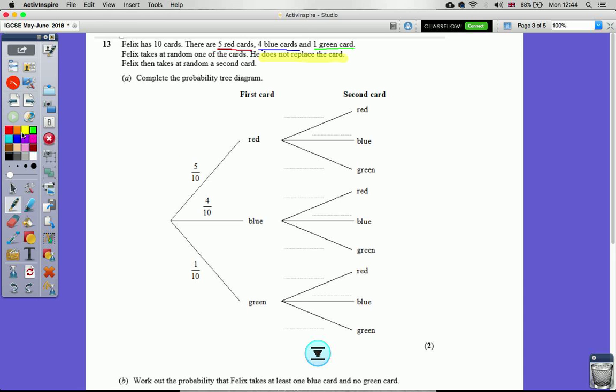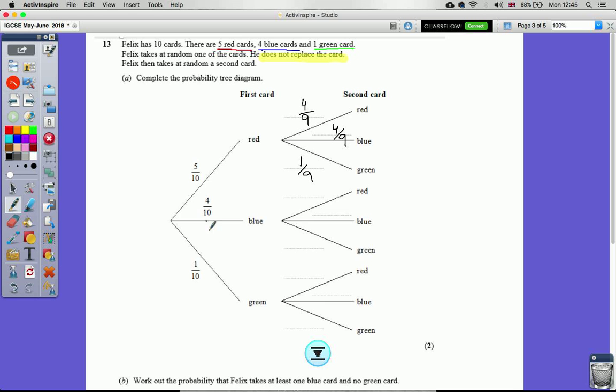So first time, the probability of red is 5 out of 10. Now if he gets a red card first, how many red cards will be remaining? 4, and the total number of cards remaining will be now 9. So the probability of red the next time will be 4 out of 9. The number of blue has not changed, so it will remain 4, but the total number of cards have changed, so that will be 4 out of 9. And there's 1 green card, so 1 out of 9. You can check that the values of these 3 branches should always add up to 1 whole.